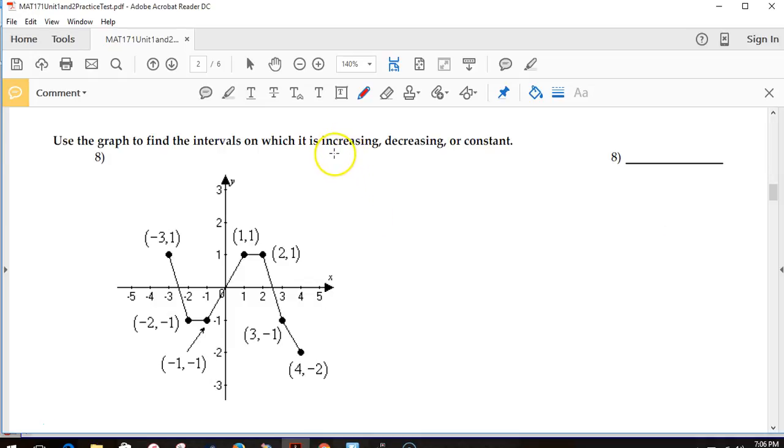Tell me where the function is increasing, decreasing, and is constant. So let's start with increasing. I am increasing here only, right? And so I'm going to be increasing from the -1 to the +1.